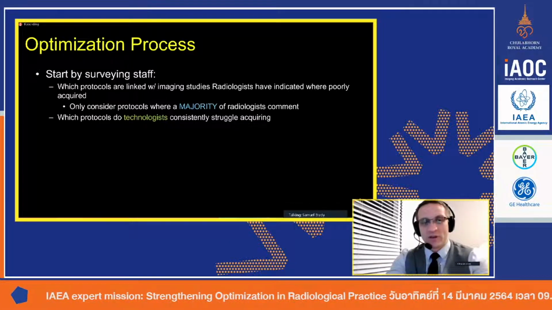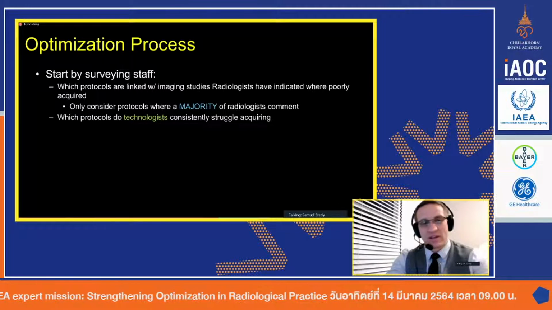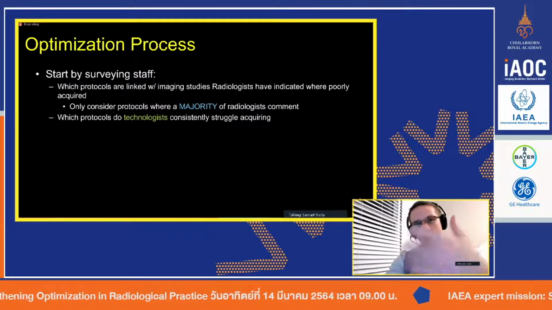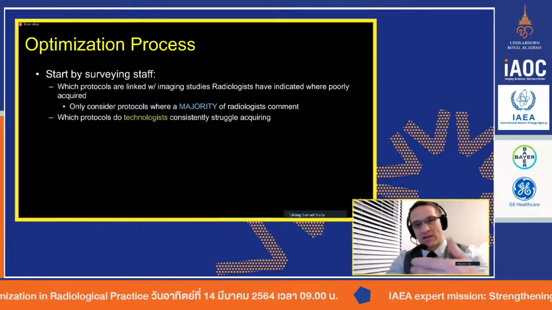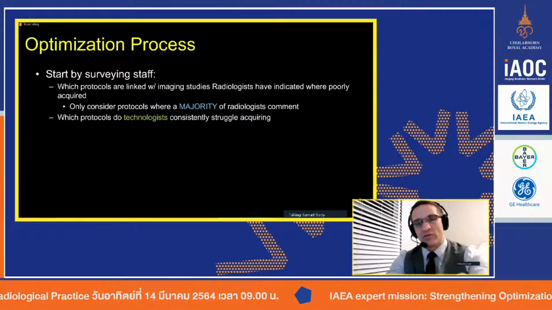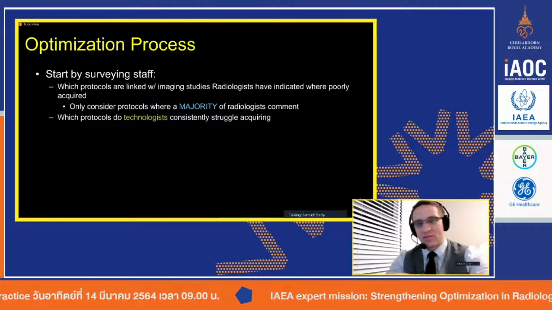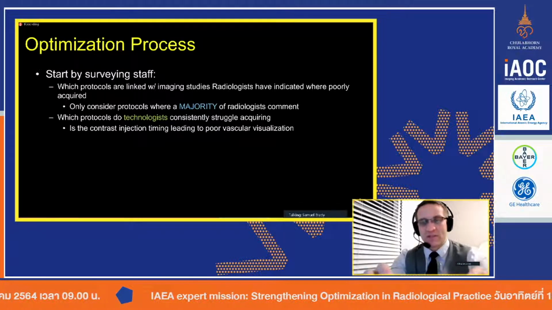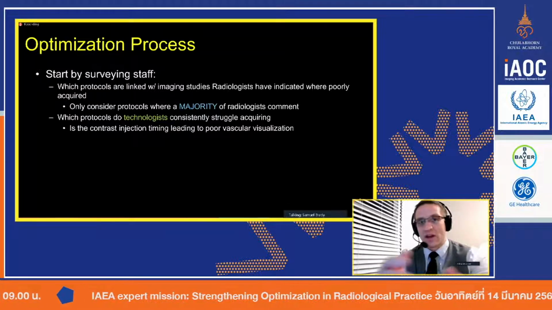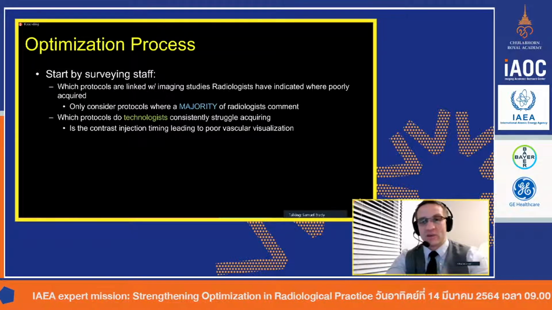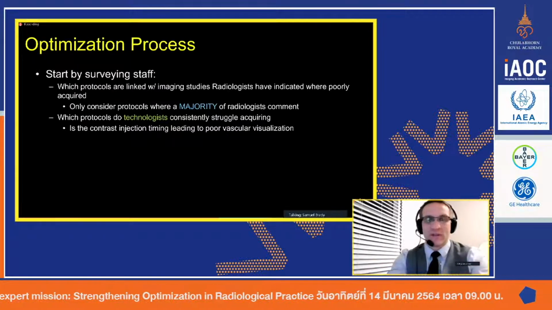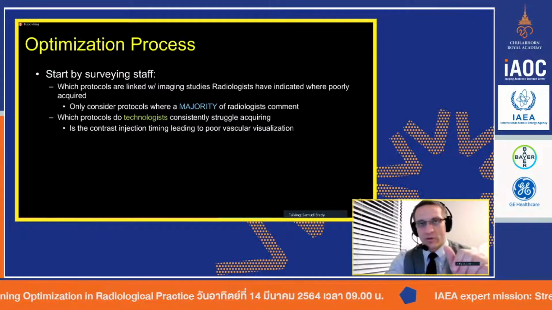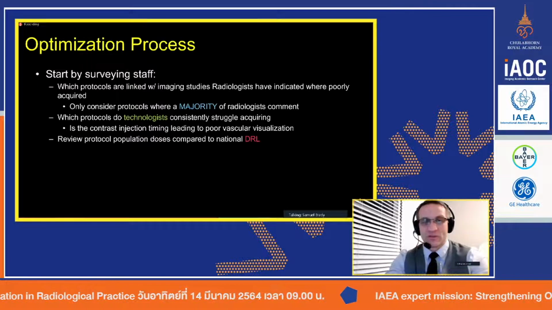Other ways we can approach this is you should consider from the technologist standpoint. There may be some protocols that when they bring it up on the CT scanner, they are consistently struggling to acquire a good image. That something might be not correct. For example, the contrast timing that's been established for that protocol may not be actually proper. And so we're getting poor visualization of the vasculature. And so what are the protocols that the technologists are struggling with?